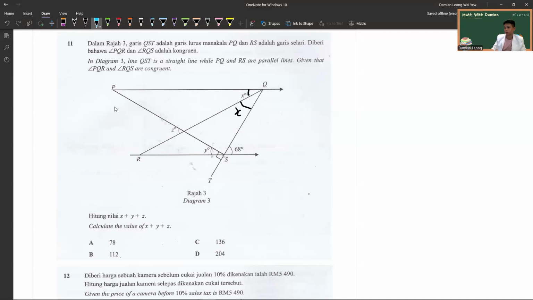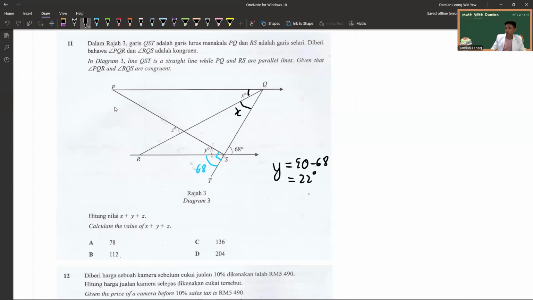So you see, if this is 68, here would be 68 as well. And since I know this is 90 degrees, I will be able to find y. y is 90 minus 68, which is 22 degrees.